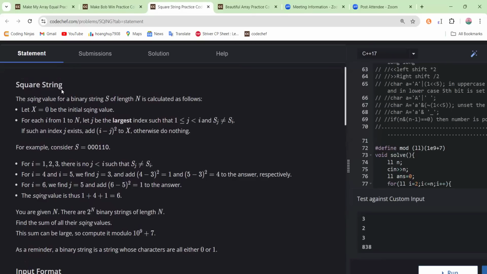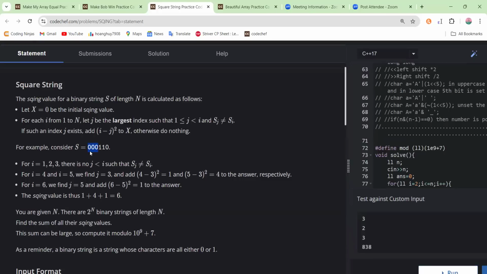So let's discuss it. So the name of the question is Square String. So the squing value for the binary string s of length n is calculated as follows. Let x equal 0 be the initial squing value. And for each i from 1 to n, let j be the largest index such that j is less than i and sj is not equal to si. If such an index j exists, then you need to simply add (i minus j) square to x, otherwise do nothing.